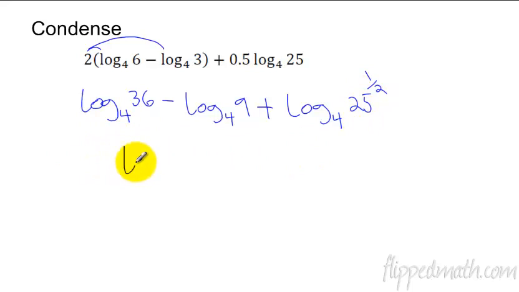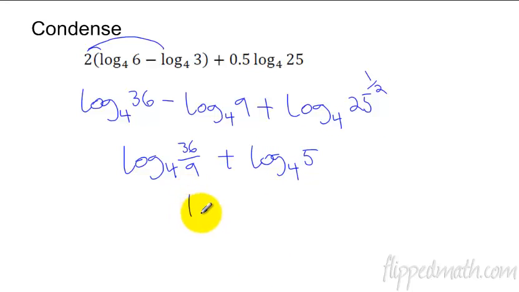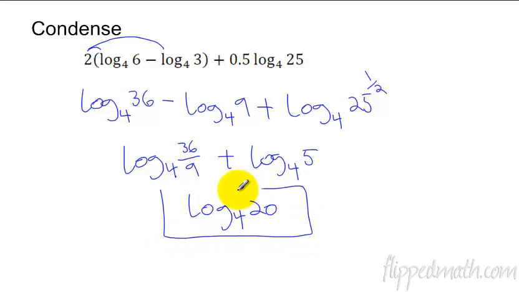Let's do the next one. This now becomes log base 4 of 36 over 9, 36 ninths, plus log base 4 of square root of 25, which is 5. We're almost done. So this is log base 4 of 36 over 9 is 4, so this becomes a 4. 4 times 5 is 20. Log base 4 of 20. Good. Done.